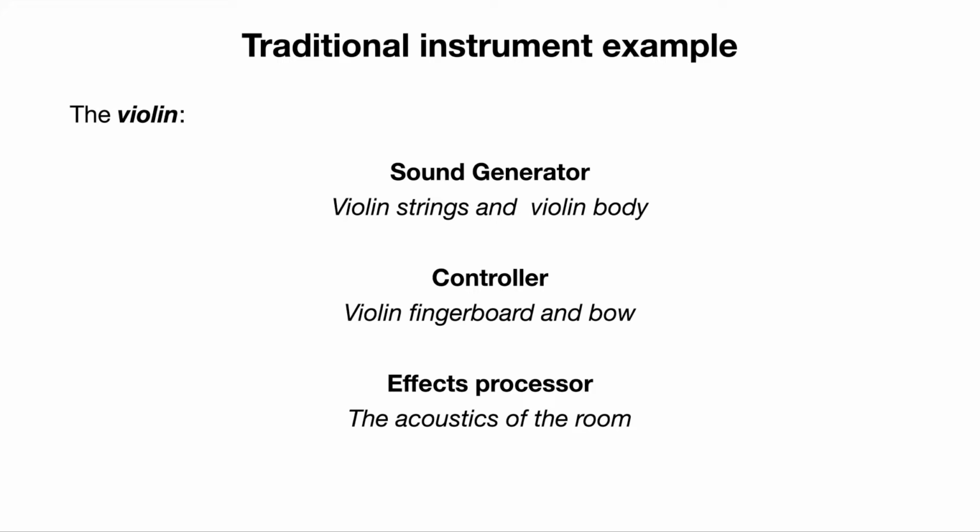The effects processor. What effects processor is there in a violin? Well, it's often the room. If you were to go into a dead room, a violin sounds completely different to how it sounds in a live concert hall. We normally don't listen to instruments just anywhere. We tend to listen to them in actual concert spaces. So that's a type of effects processor.